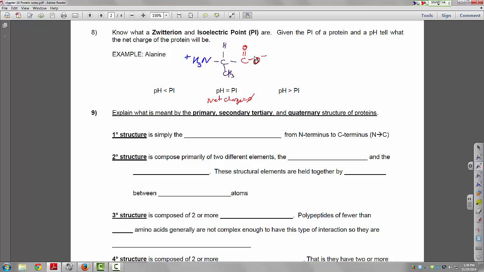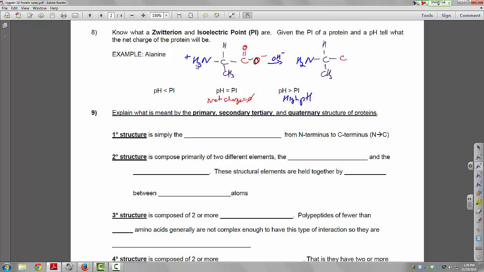Okay. If we raise the pH, high pH, right? How do we raise the pH? We add hydroxide ions. What happens is the hydroxide ion will react with this amino group and remove one of these hydrogens. So now the amino group is just NH2. Here's your alpha carbon.